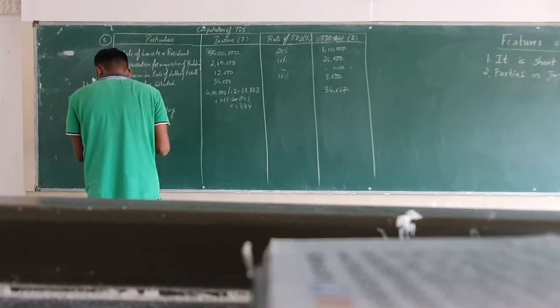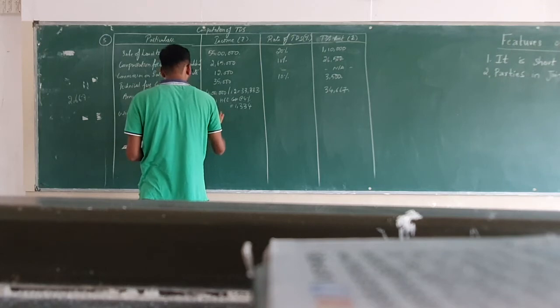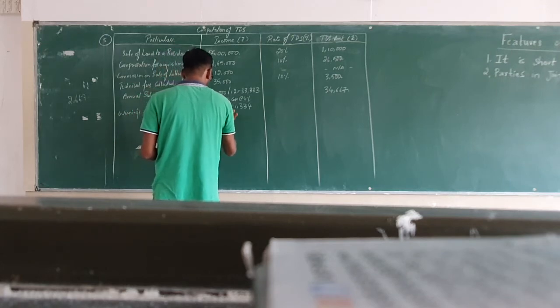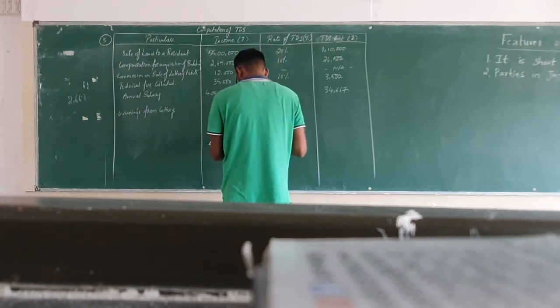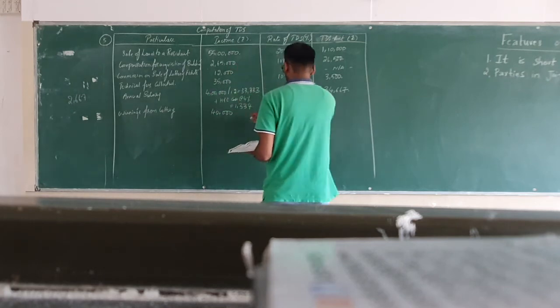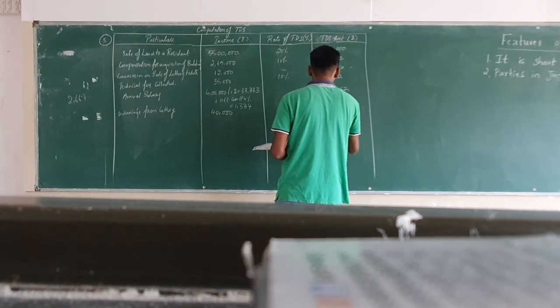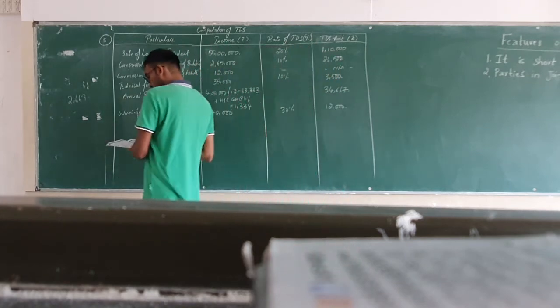What is the amount from winnings from lottery? It is 40,000. And the rate of TDS is 30%. So again, 30% of 40,000 will be how much? It will be 12,000.